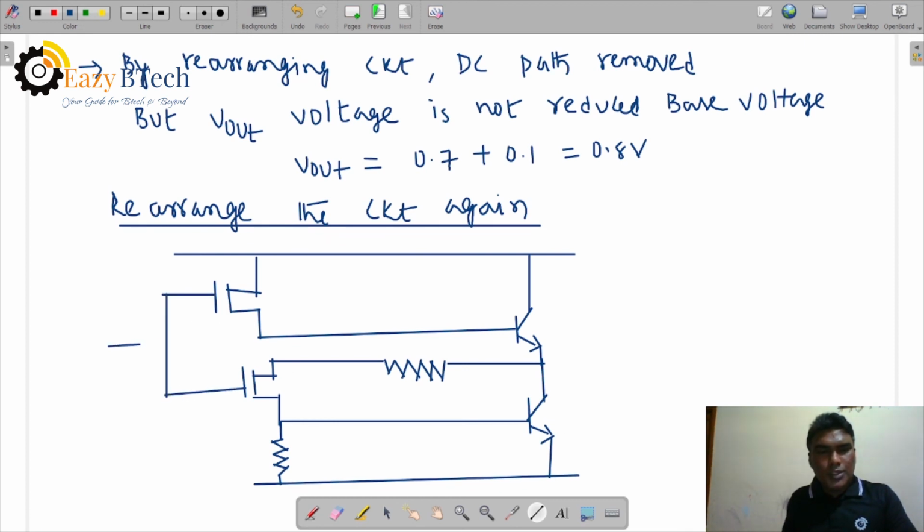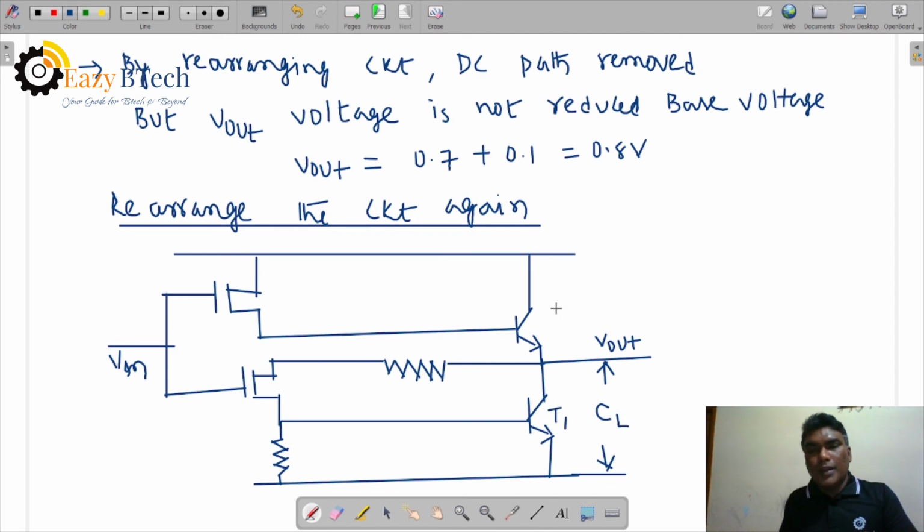Now let us take the input terminals. This is V in and this is V out over here. So we have the load capacitance, T1, T2, T3, and this one is T4, resistance R1 and resistance R2.